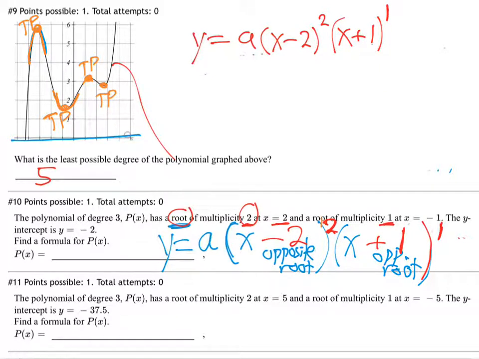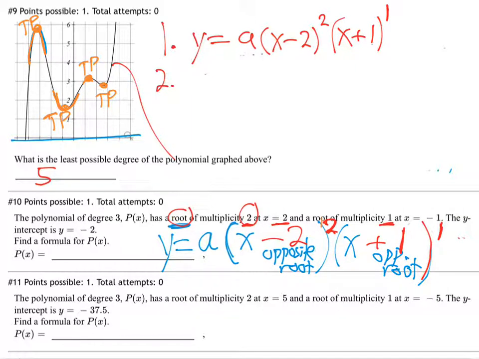Does that make sense? We just take the opposite of the x in the parentheses, and the multiplicities are the powers, because that's how many times it's multiplied. Now, the only thing we have left to do is we got to find the a. So step 1 is to write the opposites and the powers for the multiplicity. And step 2 is to do what?